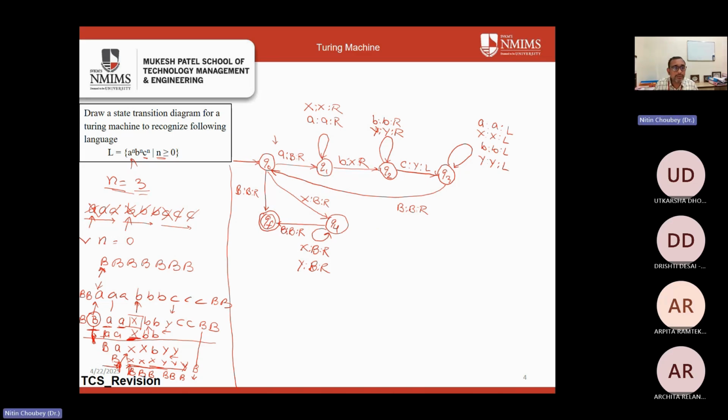So this is a transition diagram for a Turing machine for recognizing the language L equals A^n B^n C^n. Any queries to anybody? I hope it is clear to you all. Yes, sir, it's clear. Okay, let's go for the next case then.